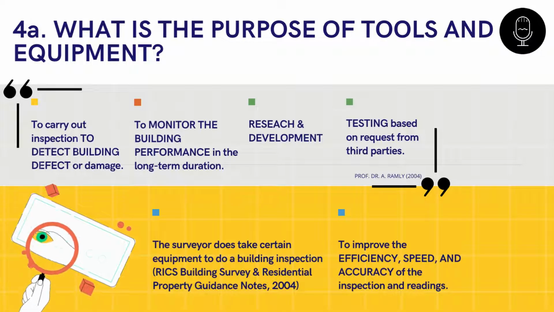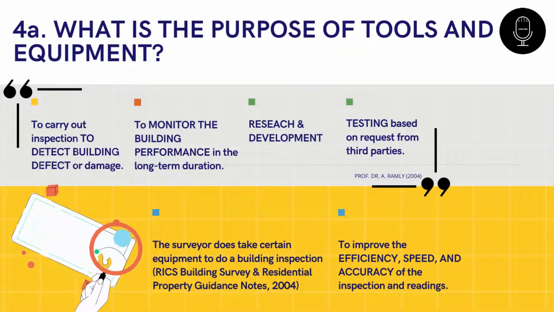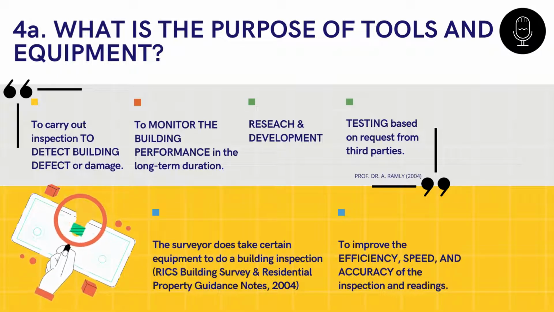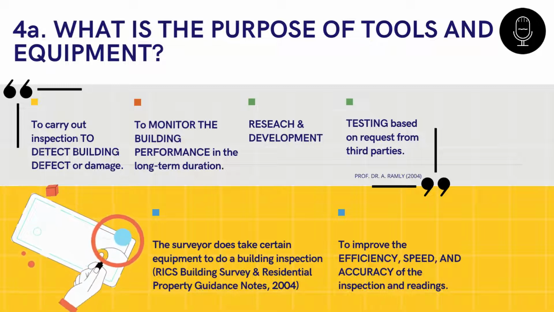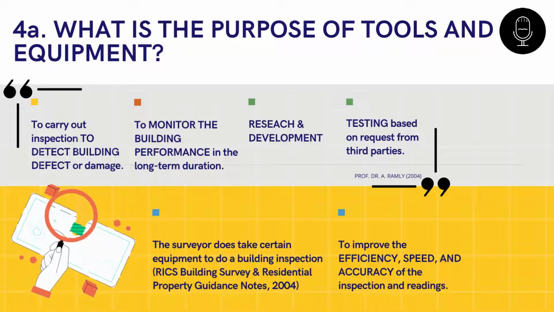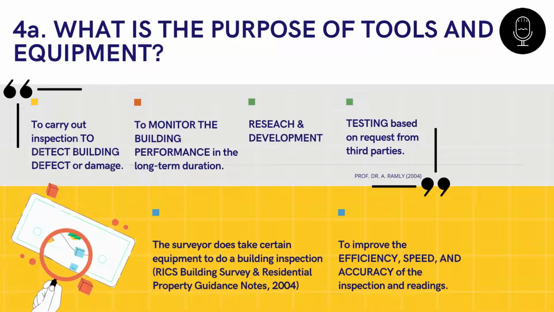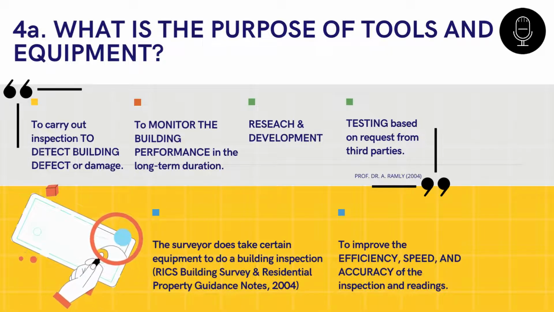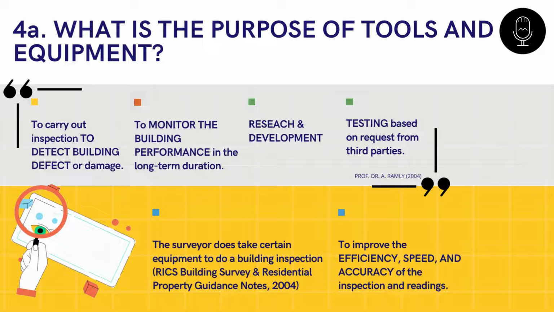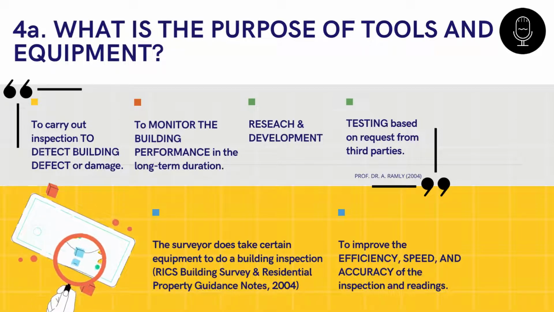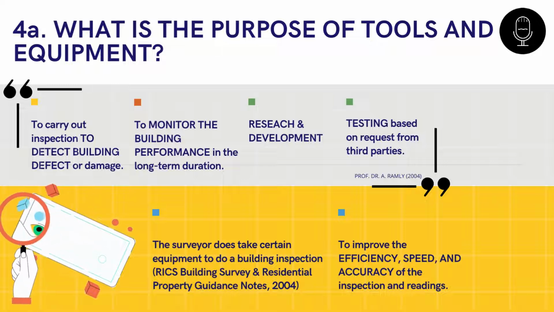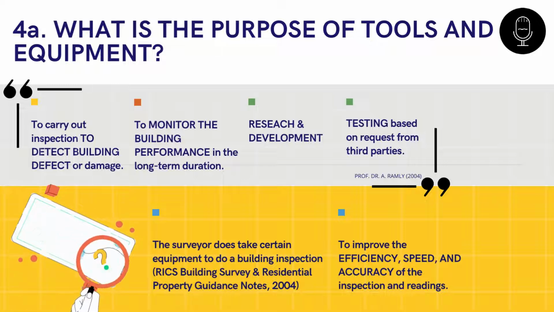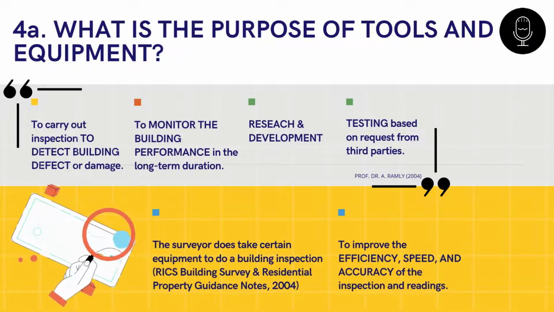Next, we move to the purpose of tools and equipment. According to Professor Dr. Ahmad Ramli, 2004, there are 4 objectives or purposes of the tools. Number 1 is to carry out the inspection to detect building defects or damage. Number 2, to monitor the building performance in the long-term duration. Number 3, for research and development, and last, for testing based on requests from third parties.